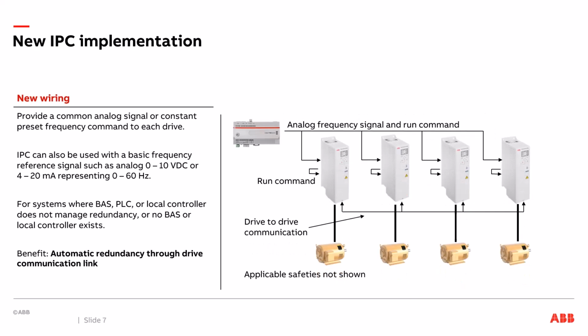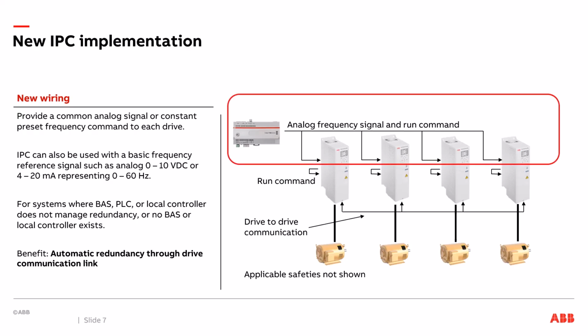Now, if you look at the schematic on the right, it looks almost identical to what we just saw in the previous diagram, except in the upper left corner, instead of there being a pressure transducer, I'm showing in this case a PLC. Now, this could also just be known as a building automation controller, or it could even be a simpler device like a local controller.